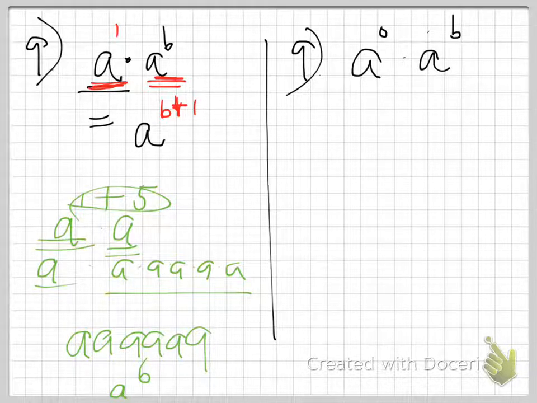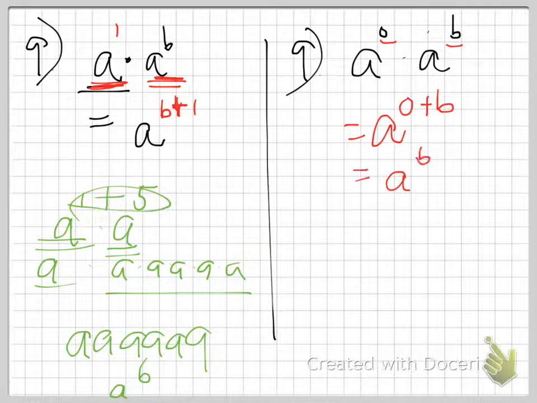Similarly here, I have 0 a's, and I have b number of a's. So in the end, how many a's am I multiplying together? 0 plus b of them. Well, what's 0 plus b? It's just b. So I just end up with b of them.